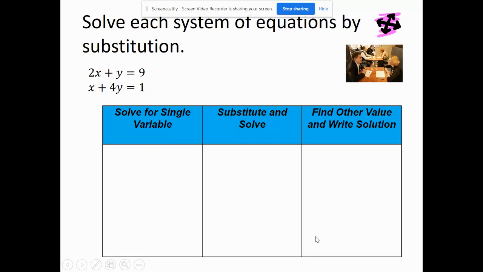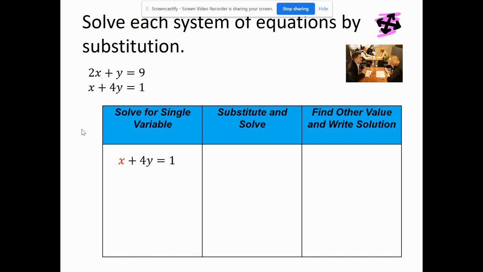Solving for a single variable. We have the equations 2x plus y equals 9 and x plus 4y equals 1. I need a y equals or an x equals. It doesn't matter which one. So I want to pick the x plus 4y equation and basically just show you that I can do either one. I want to get the x by itself.